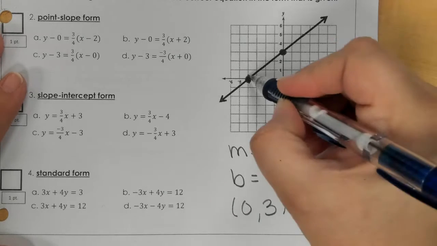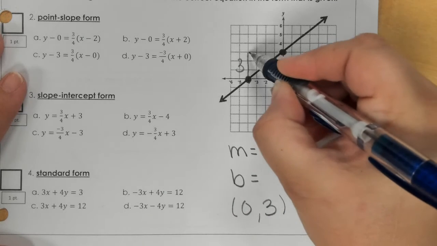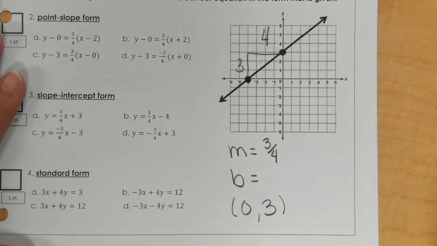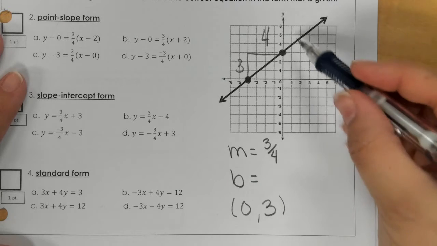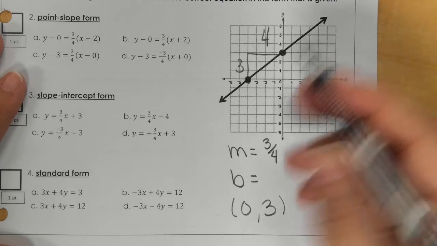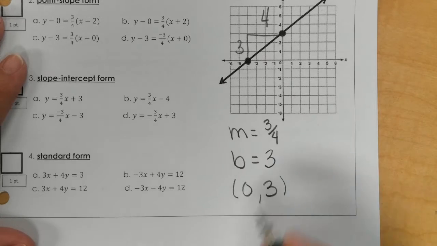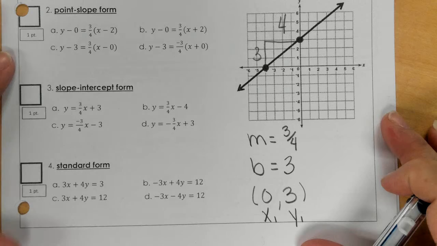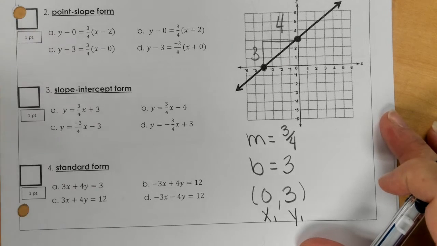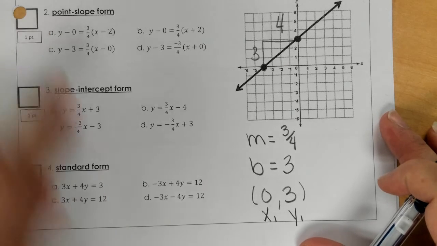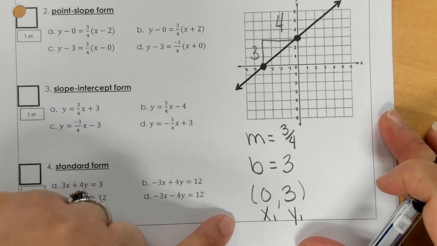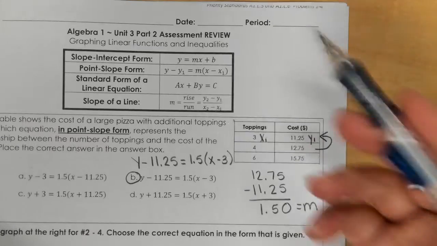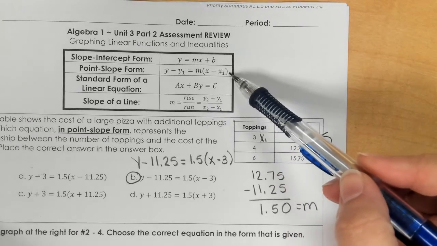So my slope goes up 3 and over 4. My b is where does the line cross the y, and that crosses at 3. And then we already listed the point, x1, y1. So to figure out the equation of this line in PSF, or point slope form, we need the slope and the point. And so again, I could go to the very top of the paper and use this formula to guide me through the problem.